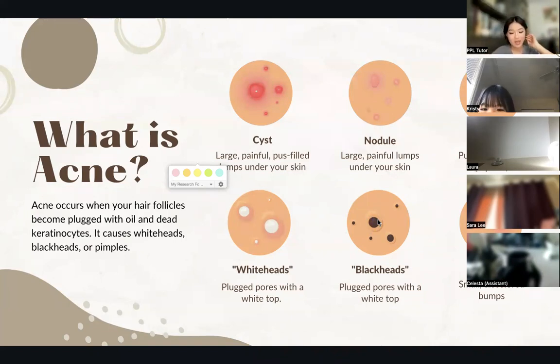And then lastly, we have our papules. So our papules are these small discolored bumps. They don't really have any pus in it. They don't have really any pain associated with papules. They're very, very tiny bumps that are slightly a shade or two darker than your skin.